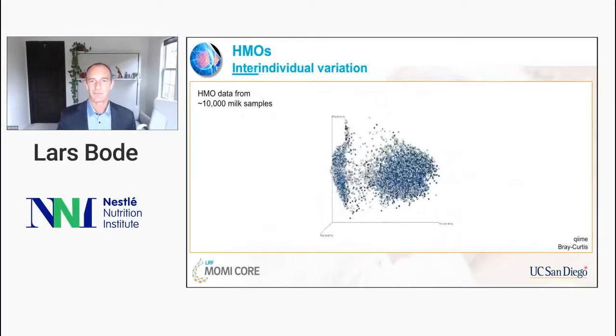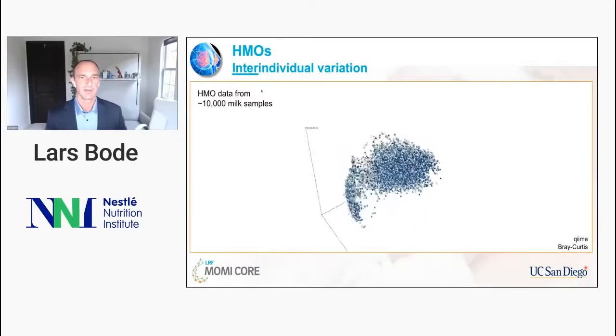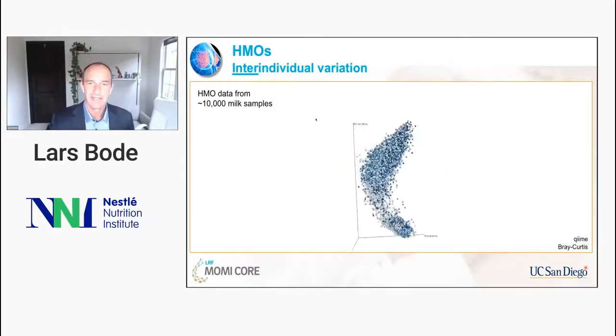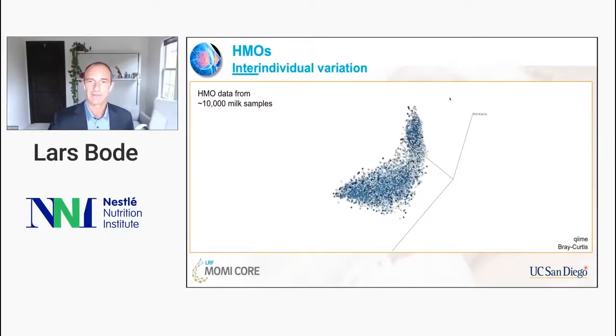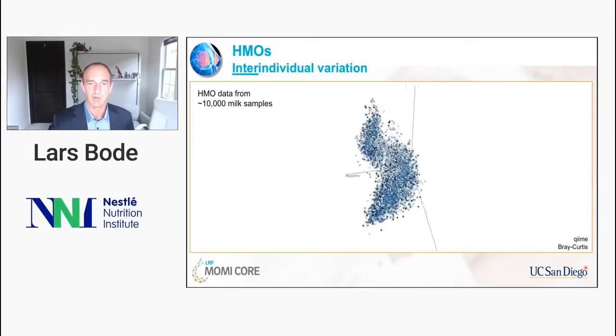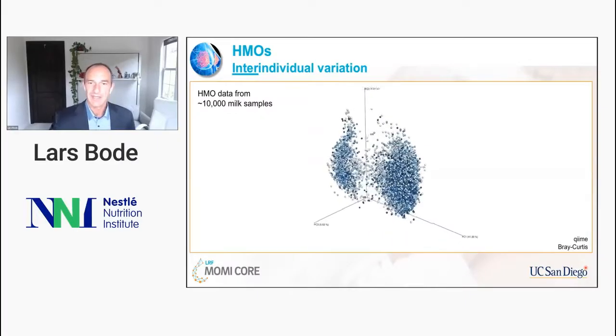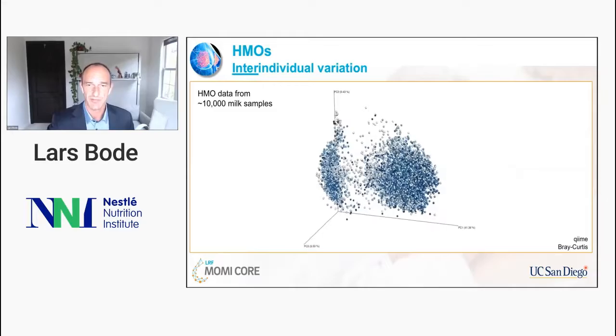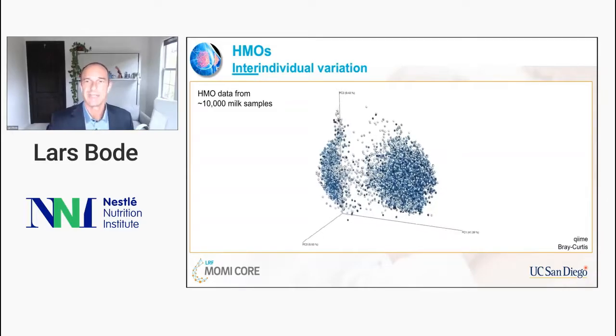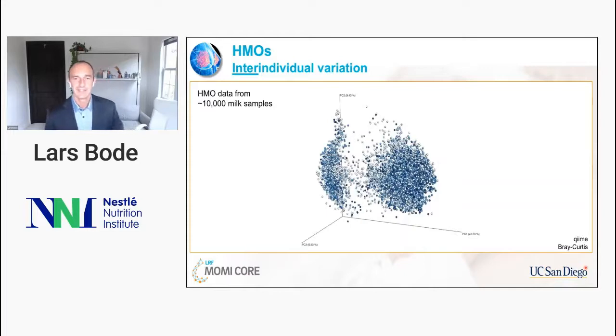Now, here's a different representation of how oligosaccharide compositions can be remarkably different. This is data from about 10,000 milk samples, where every dot in this 3-dimensional space represents the HMO composition in a milk sample. And the closer those dots are together, the more similar the HMO composition, and the further apart, the more dissimilar. And you can clearly identify here that there are 2 different bubbles, if you want.